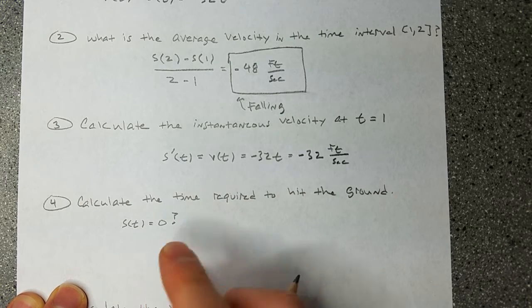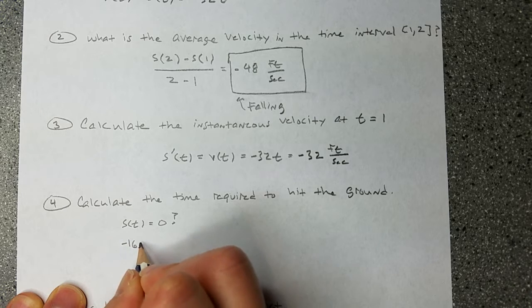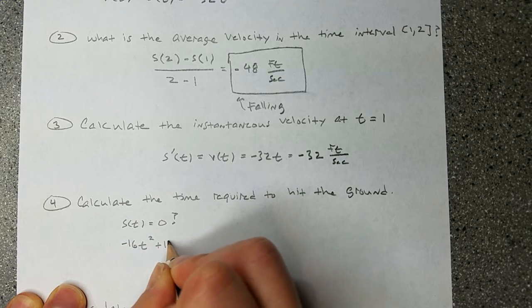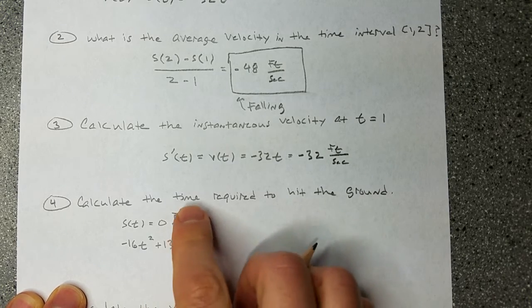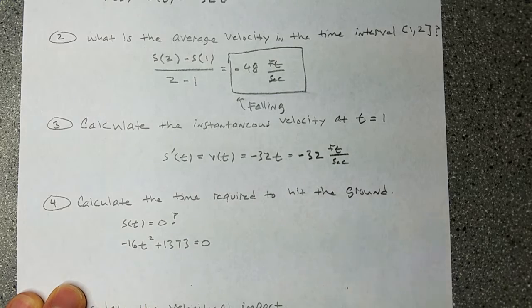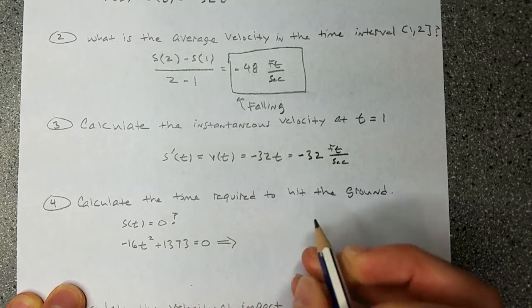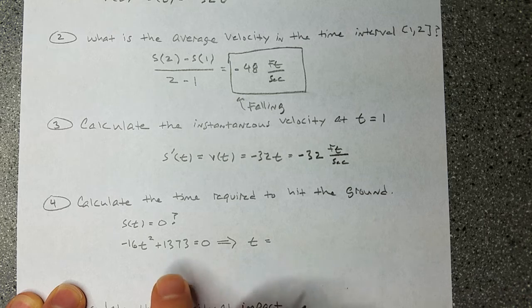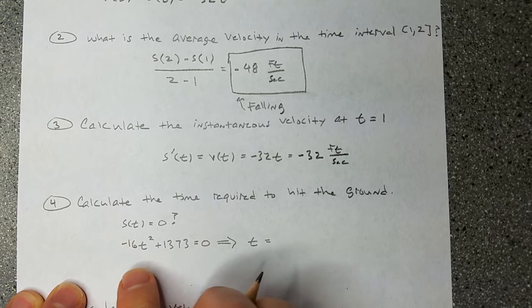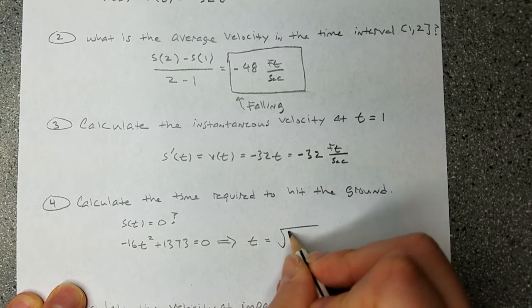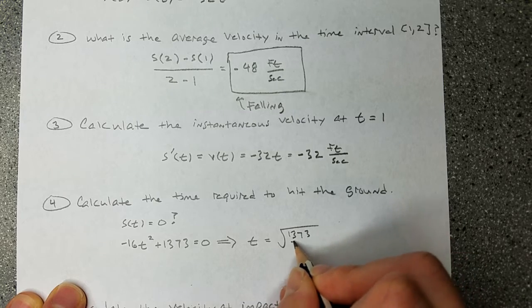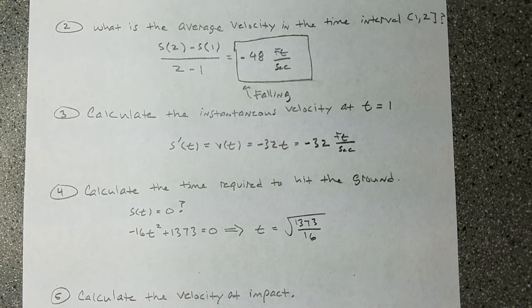In that case, what's S of t? Negative 16 t squared plus 1373. If you can solve this, that will tell you the actual moment it's going to hit the ground. That's not too hard to solve by calculus standards. If we move the 1373 over, it'll be negative. We divide by 16, which is also negative, and we'll get t equals the square root of 1373 over 16. Now, probably we'll be asked to round this one.